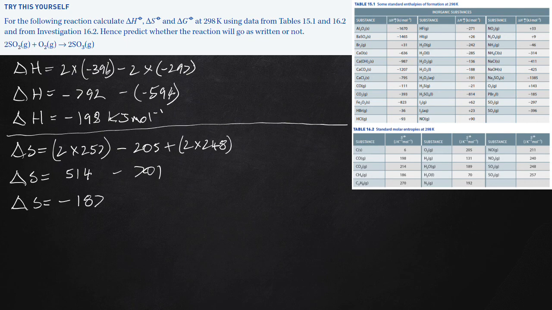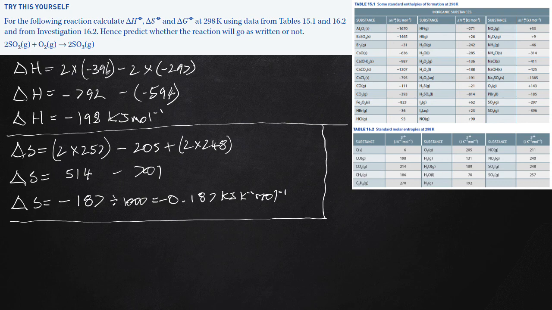Change in entropy is going to be minus 187. Let's divide by 1,000 though and convert this to kilojoules so we can plug it into our Gibbs free energy equation. We're going to have negative 0.187 kilojoules per Kelvin per mole. All right, so we have a negative delta S. So we have a decrease in entropy. Okay, so we've got a negative delta H, which is good, so to speak. We've got an exothermic reaction, but we're creating order here. So we have to work out at this temperature if this is going to proceed or not.